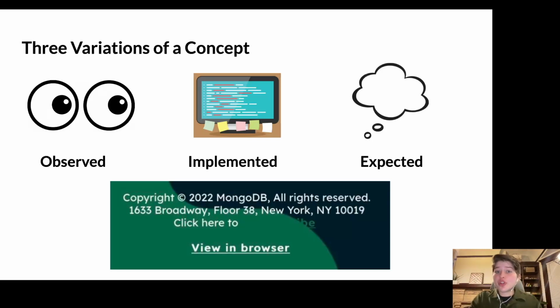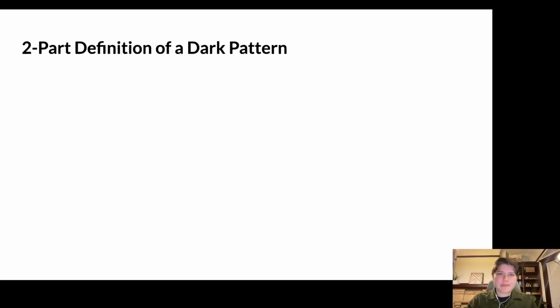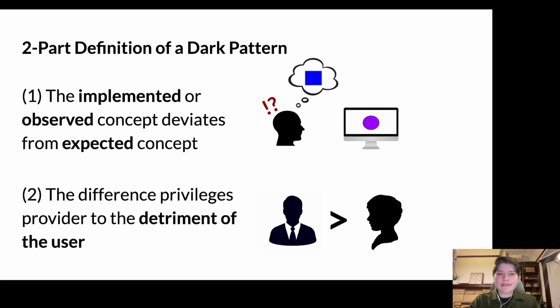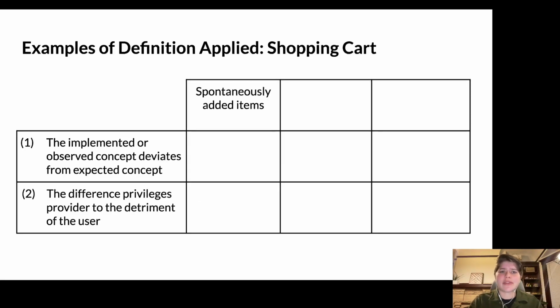This brings us to our new two-part definition of a dark pattern. The first is basically that the way the app works or the way the user perceives it to work is different than what the user thought it would be. More technically, the implemented or observed concept deviates from the expected concept. The second half is that this deviation benefits the designer or system owner to the detriment of the user. Notably, unlike prior approaches, our definition does not rely on identifying the psychological techniques used or on matching violations to a taxonomy. Instead, it grounds the definition in user expectations, which are developed from their past interactions with the world around them. Let's walk through a few quick examples using an online shopping cart.